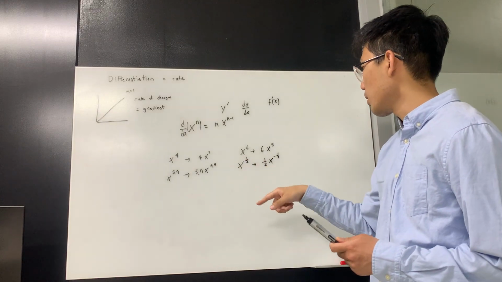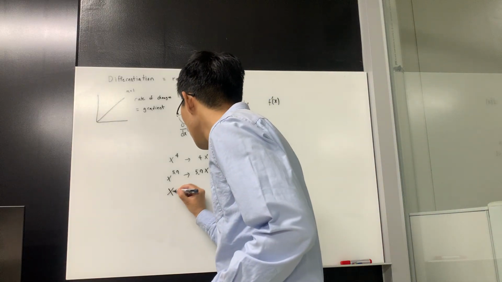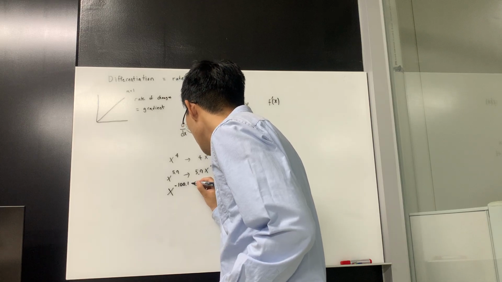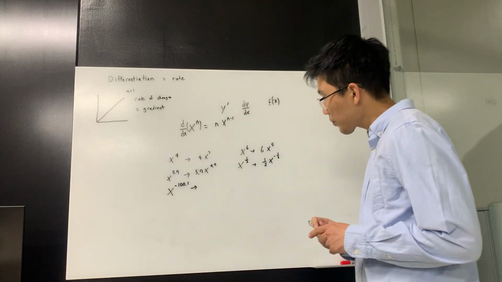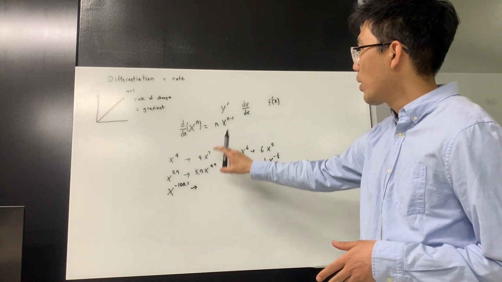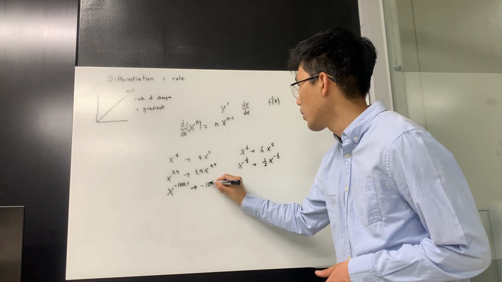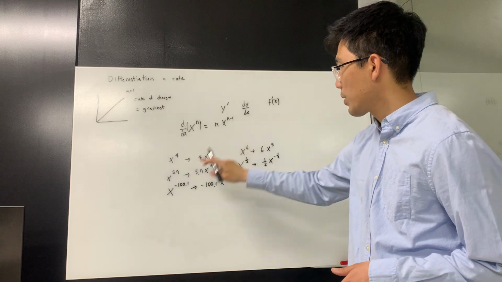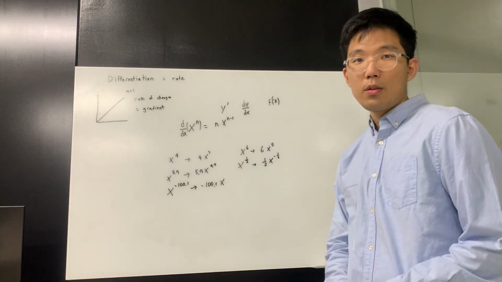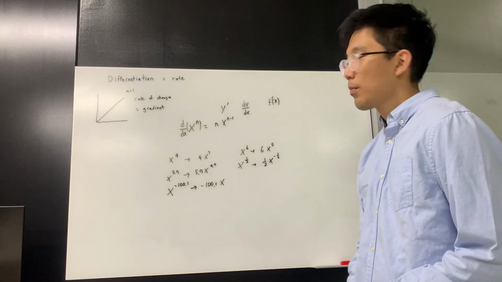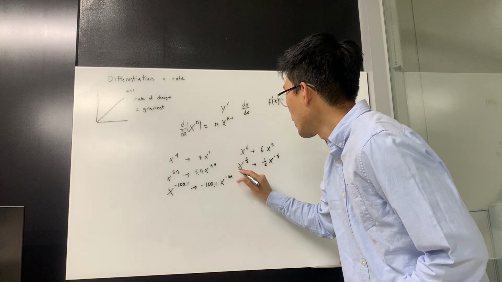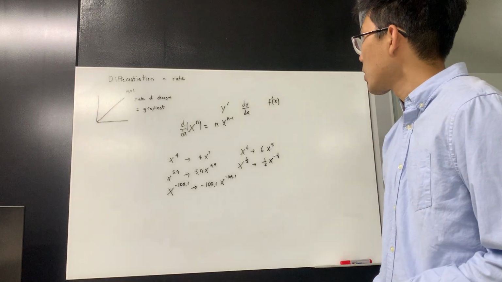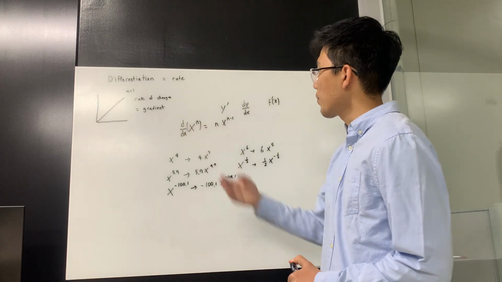This applies, exactly the same, when the power is negative. I will just write a weird number, x to the negative 100.1. What happens here? Negative 100.1 will come down as the coefficient, and the power becomes n minus 1. So what's negative 100.1 minus 1? It'll be negative 101.1. Okay. So this is how you differentiate the power.